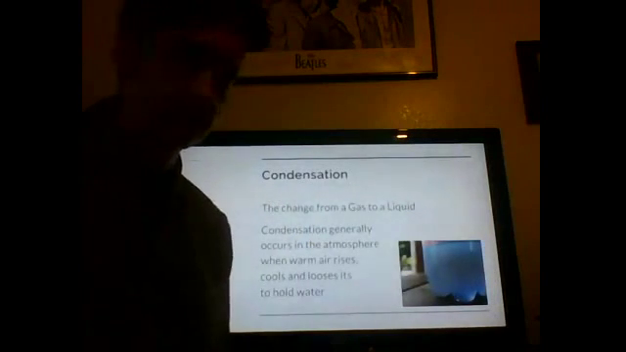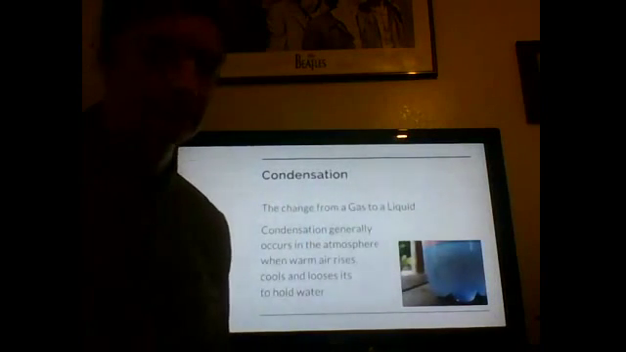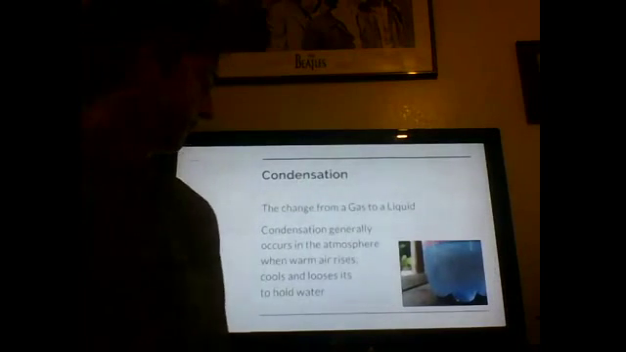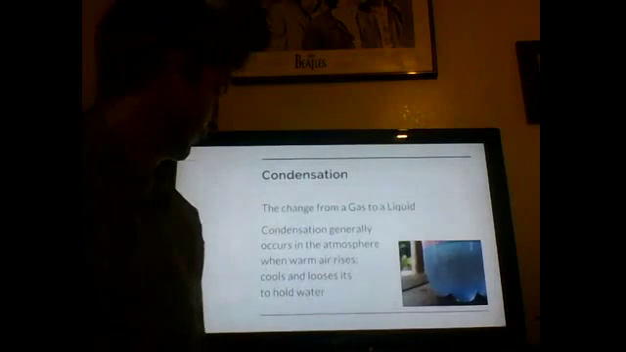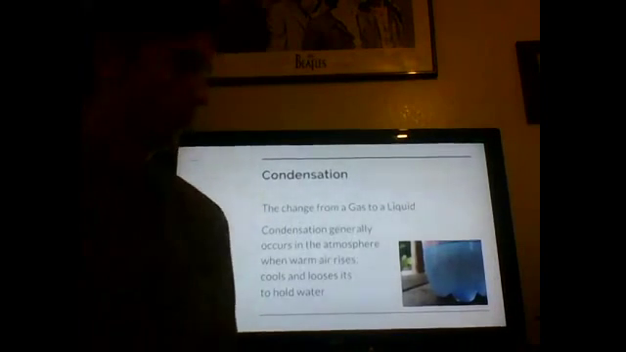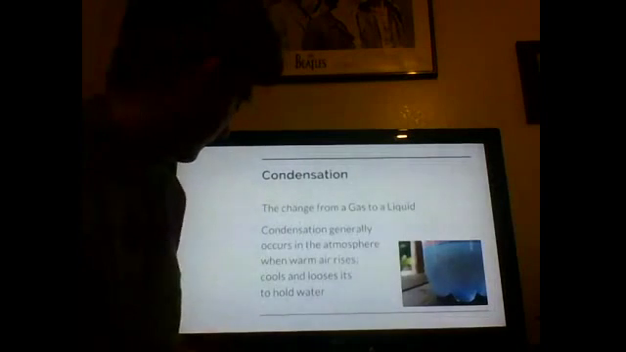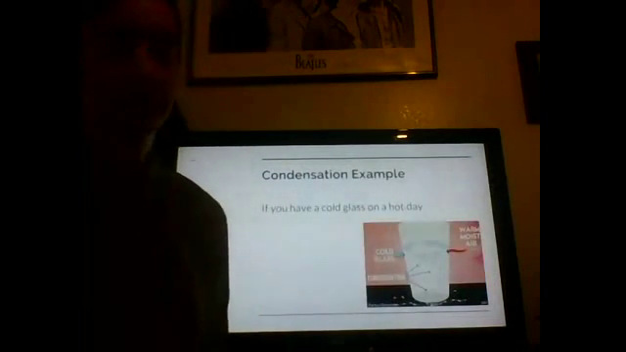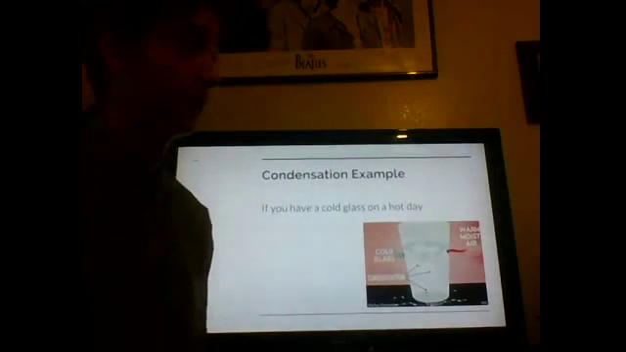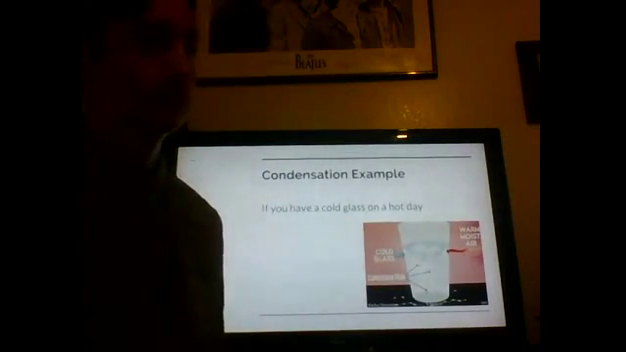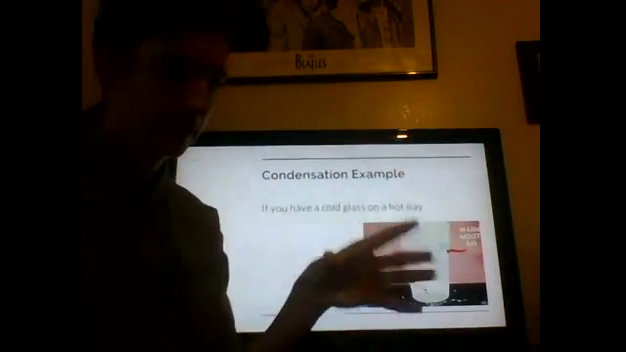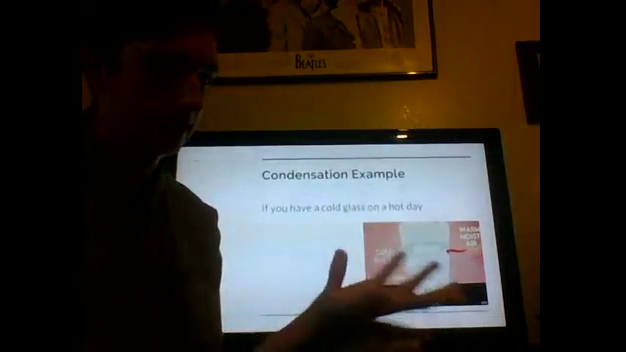Next is condensation, and condensation is the change from a gas directly to a liquid. It generally occurs in the atmosphere when warm air rises. It cools and loses its hold to water. An example of this would be if you have a cold glass on a hot day, and the cold glass starts looking like it's sweating, and all the water coming off of the cold glass is wet.